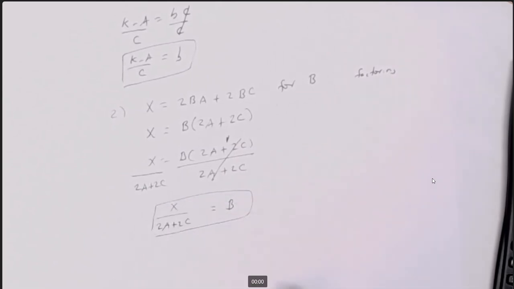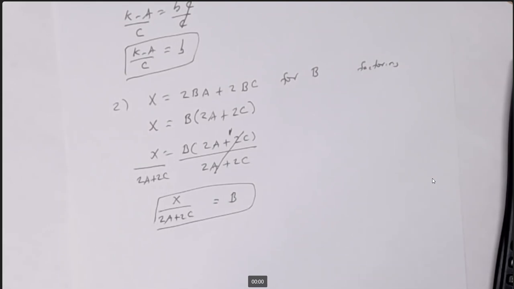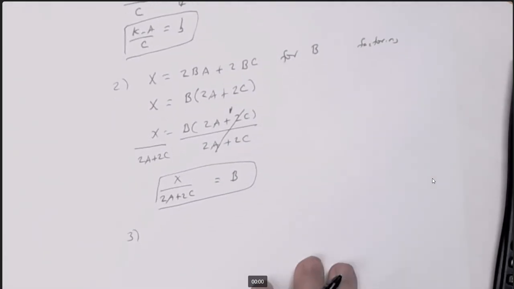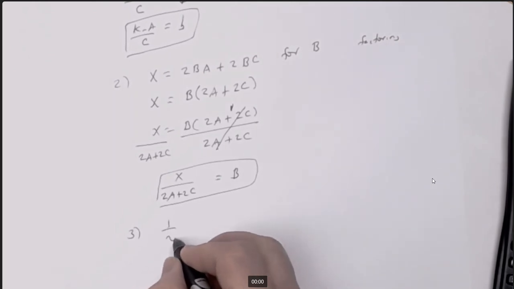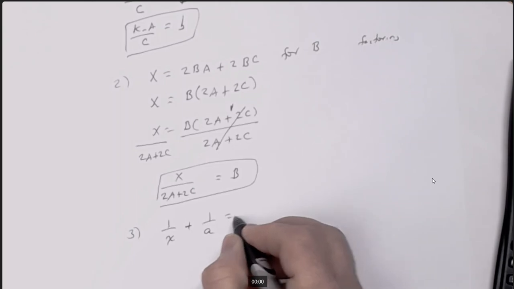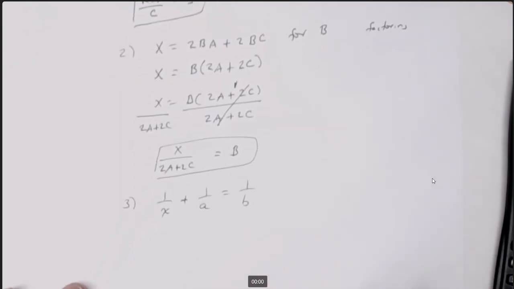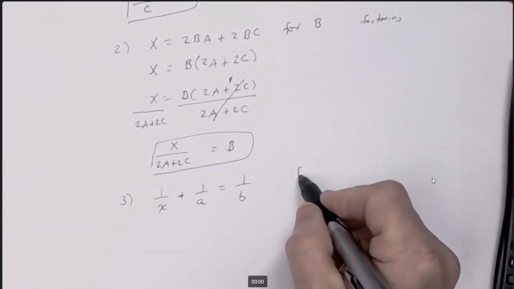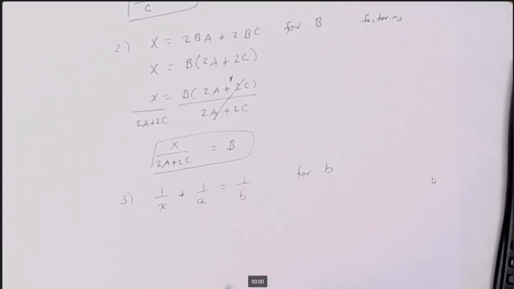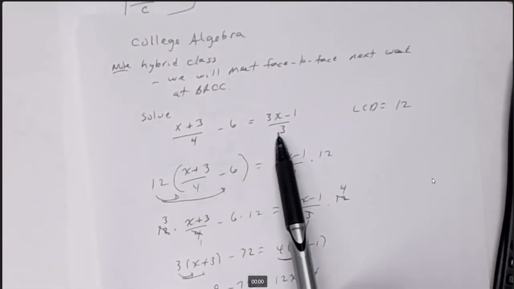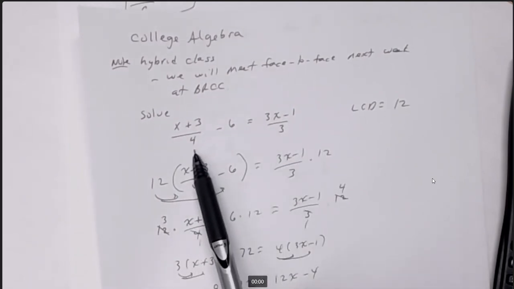And if we look at one more with this, let's look at number 3. So we have 1 divided by x plus 1 divided by a equals 1 divided by b. All right, in this case, let's say you want to solve for lowercase b here. So the way to do that is to recognize, just like you did this, you have fractions, right? So you want to clear those fractions. So you're going to find the least common denominator.